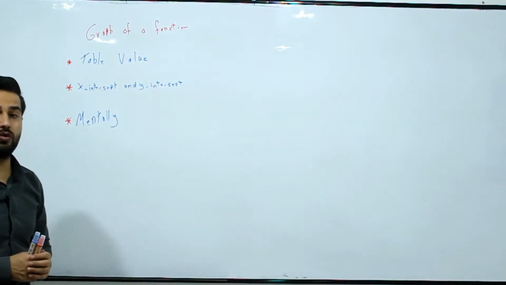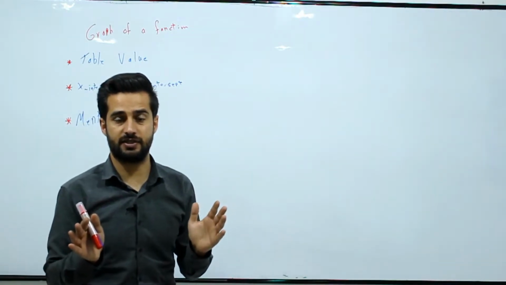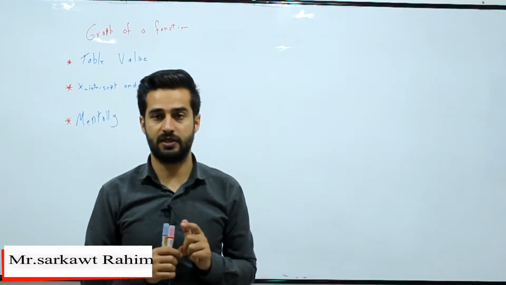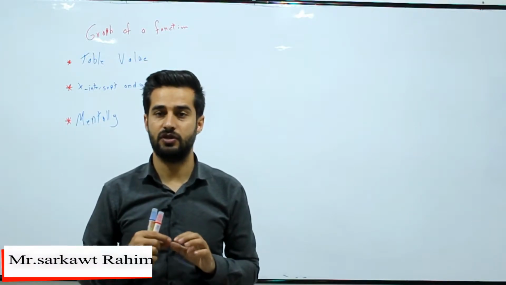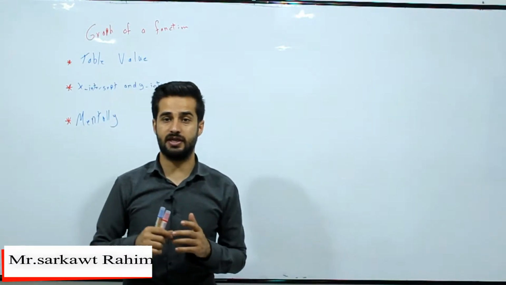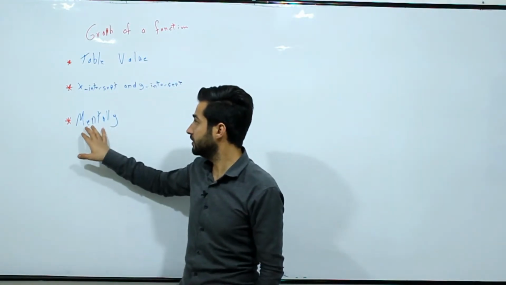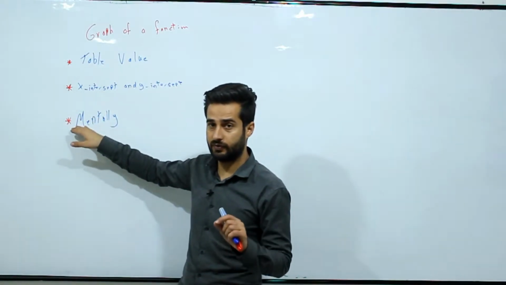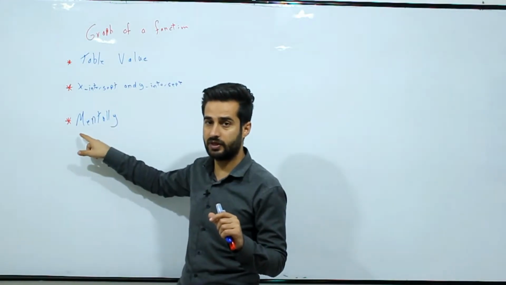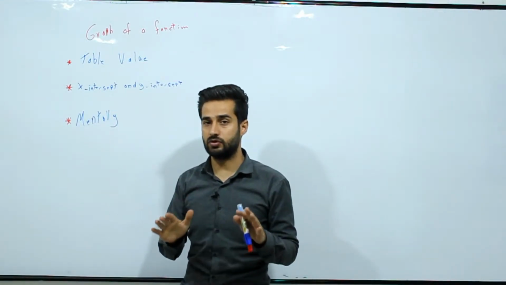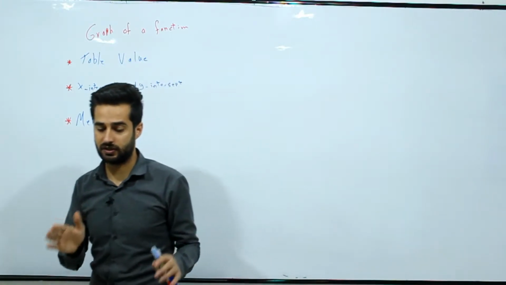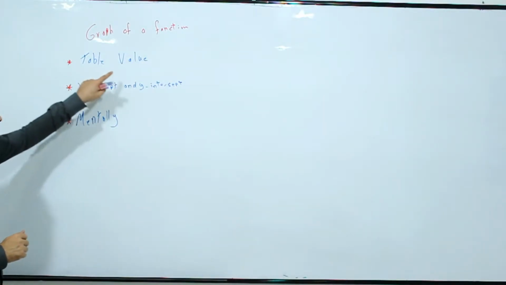Mentally, we can draw most of the functions like linear, quadratic, cubic, absolute value, square root or radicals, and sine, cosine, tan. We can use most of the rules mentally, so we can use it mentally for most of the functions like linear, quadratic, and others. Let's talk about table values.